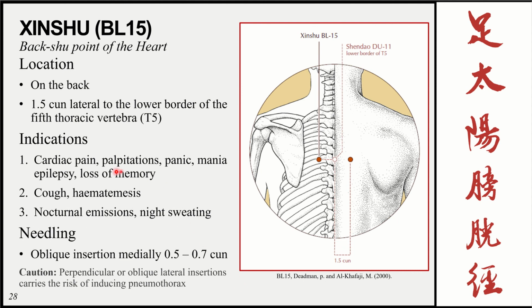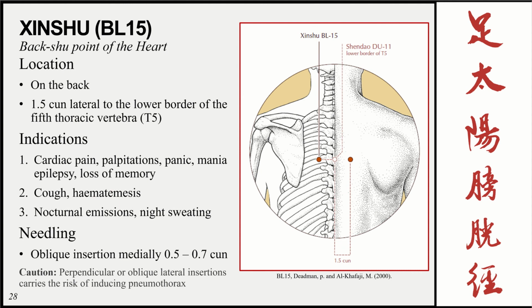So the interesting thing here is that these functions of panic, mania, epilepsy, and loss of memory are related to one of the functions of the heart, which is to house the shen. Now the shen is another name for the mind, emotions, or your personality. It's a very difficult term to translate directly as we don't have an easy word to use in place of it. But yeah, so disorders of the shen would present with panic, mania, epilepsy, loss of memory, more like disorders of the mind. And then other functions related to its local position, cough and hematemesis, and nocturnal emissions or night sweating.